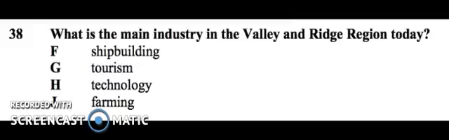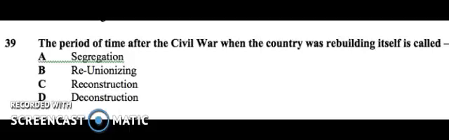Question 38. What is the main industry in the Valley and Ridge region today? F. Shipbuilding, G. Tourism, H. Technology, or J. Farming.